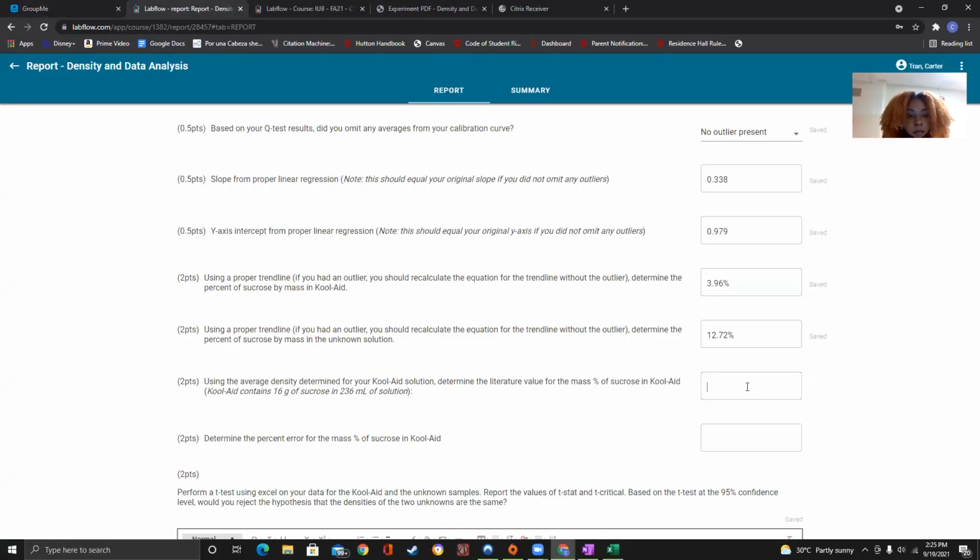Hi. Okay, so for my slope, it said I got both of my slopes wrong, but it said I got my y-intercept right. And I don't know why. And for my slope, I got 0.3978. So I feel like it should be right if my y-intercept is right too, right?